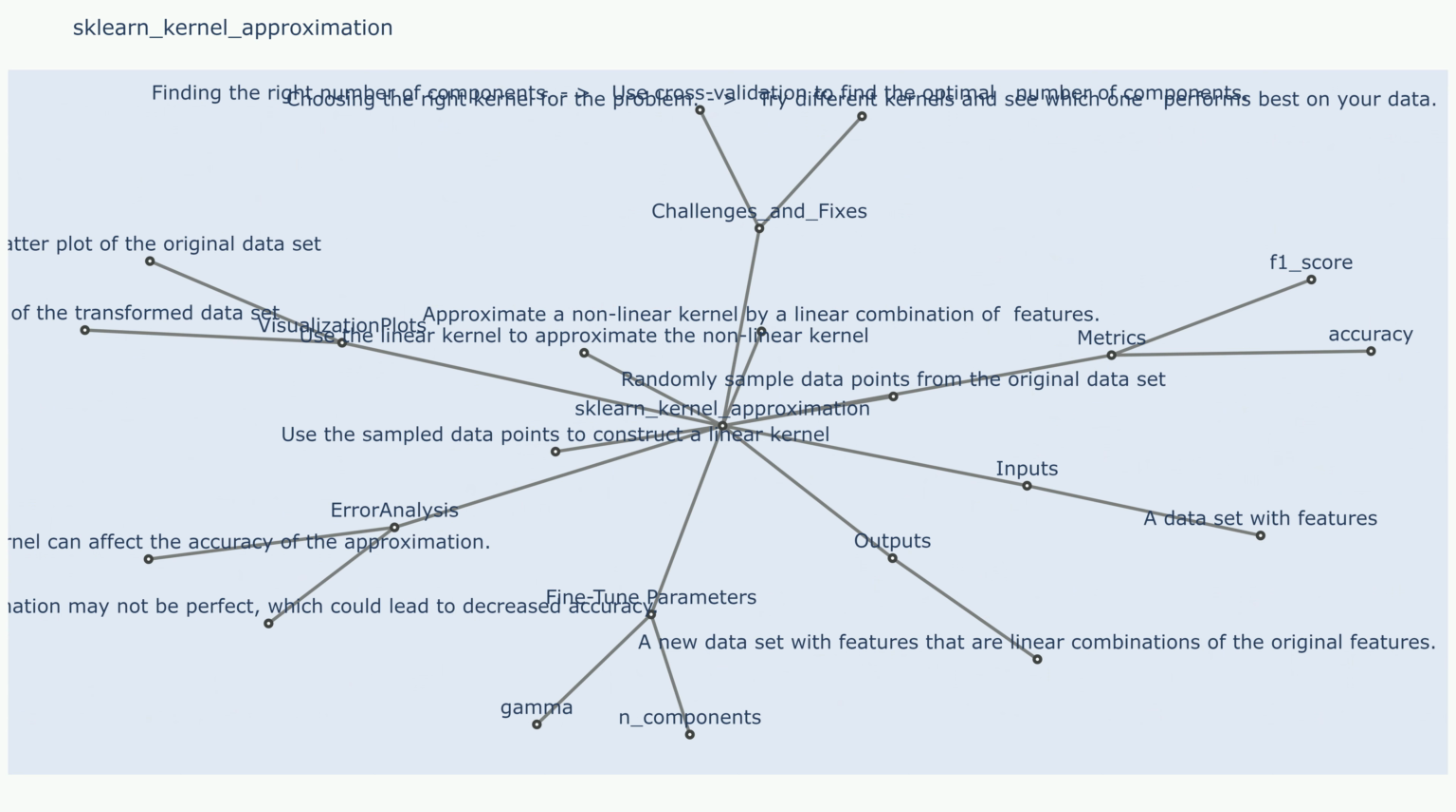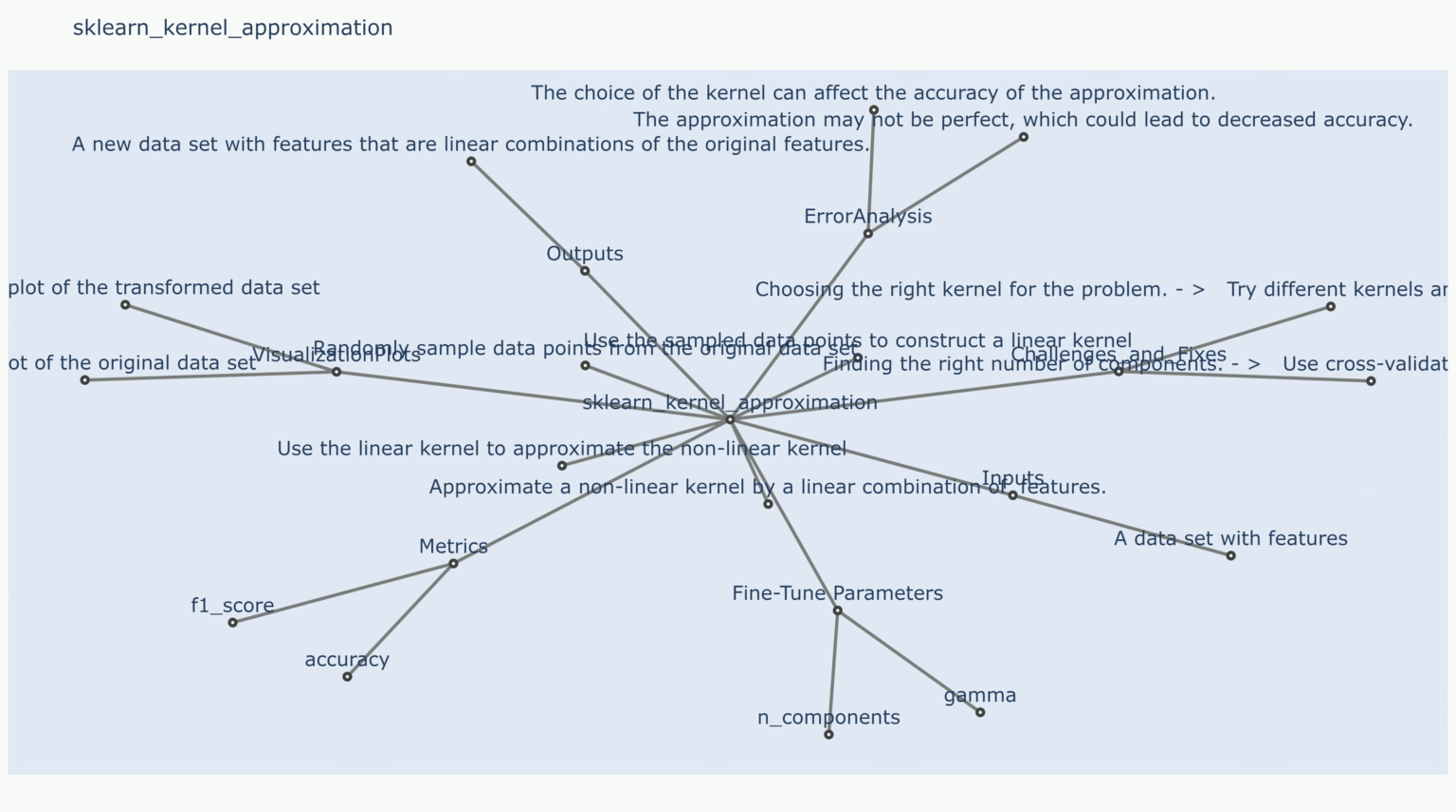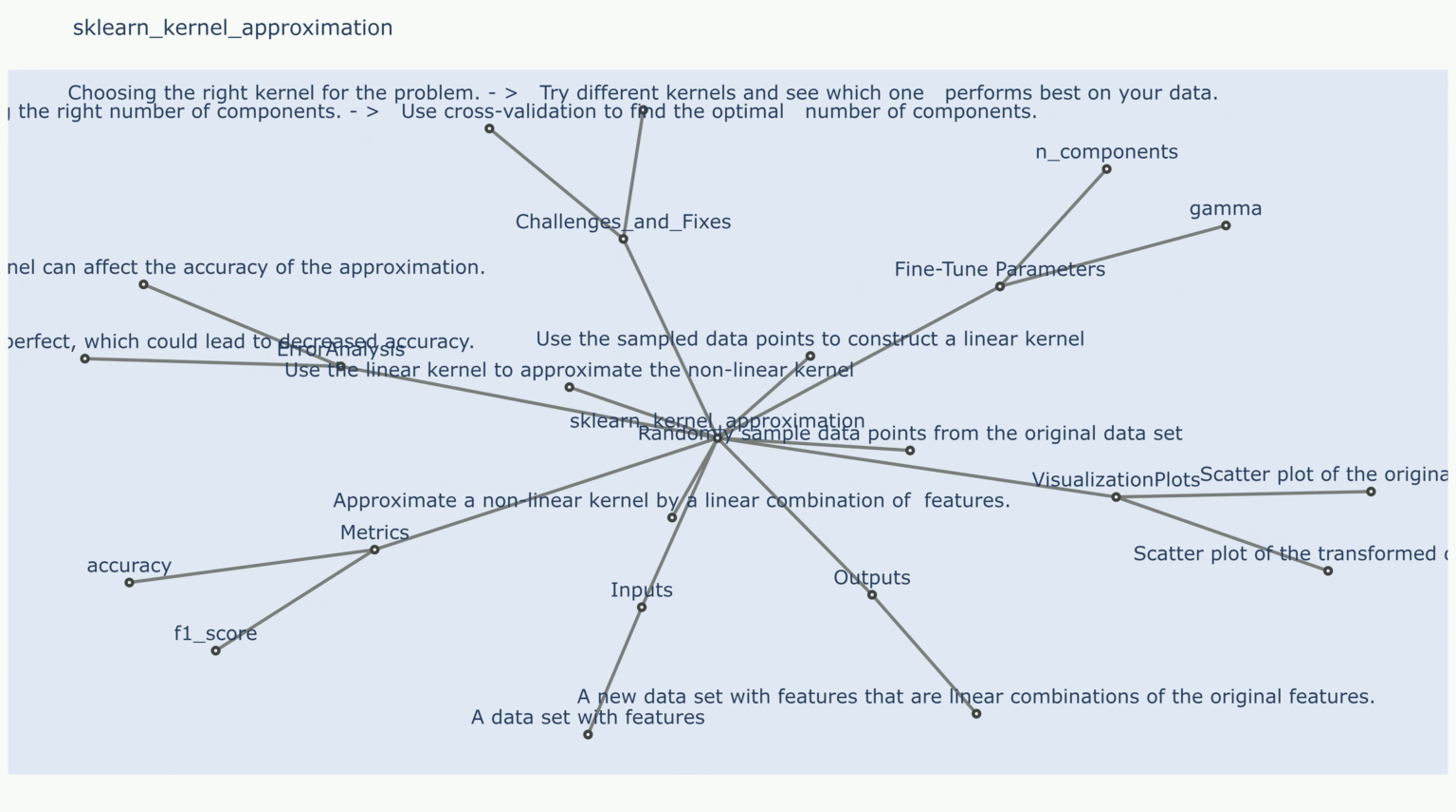Uncertainty methods. Ensemble methods: using multiple kernel approximation models with different random seeds to estimate the uncertainty in the predictions. Bayesian methods: incorporating prior knowledge about the data to derive probabilistic predictions and uncertainties. Challenges and fixes.